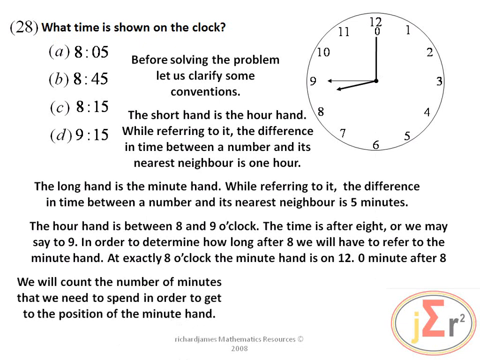We will count the number of minutes that we need to spend in order to get to the position of the minute hand. So we know that minute hand is right here. We need to know how many minutes we need to count all the way from 0 minute all the way around to where this is. How do we count the minutes? Remember that the difference between this and this is 5 minutes if we are counting by using the minute hand. So 5 minutes each time for each digit. So let's go. 5, 10, 15, 20, 25, 30, 35, 40, 45.